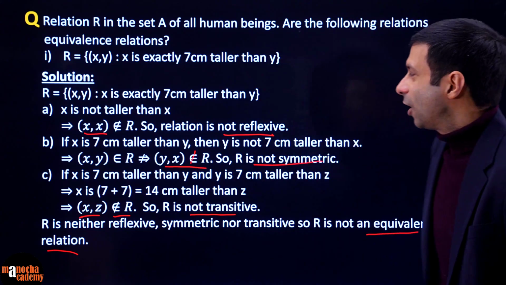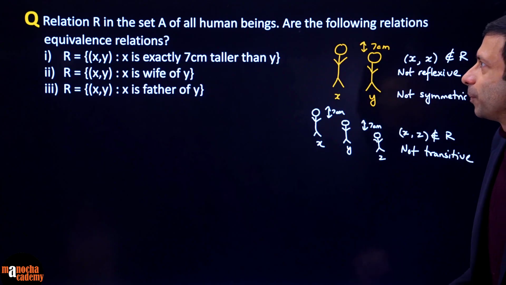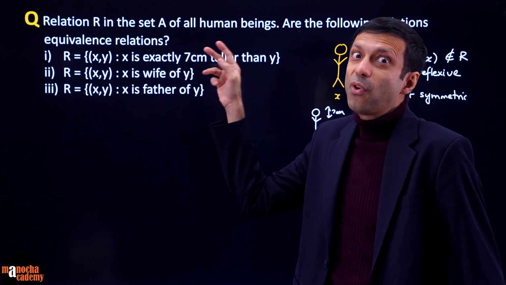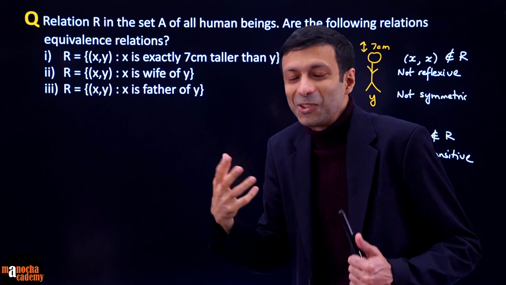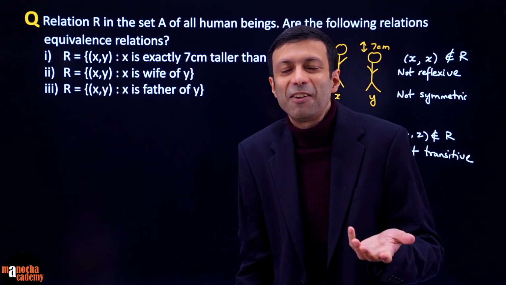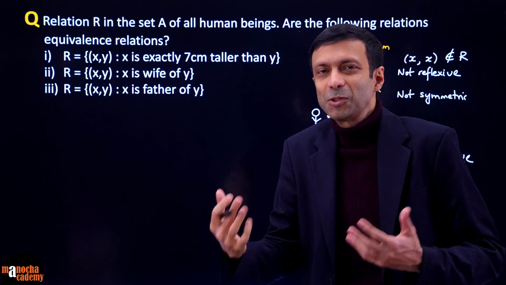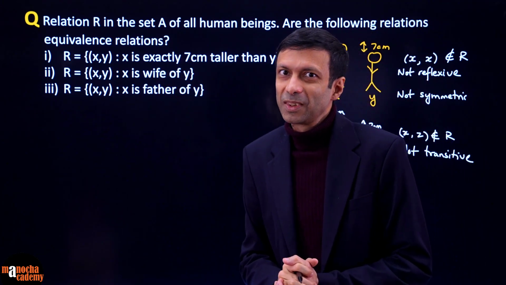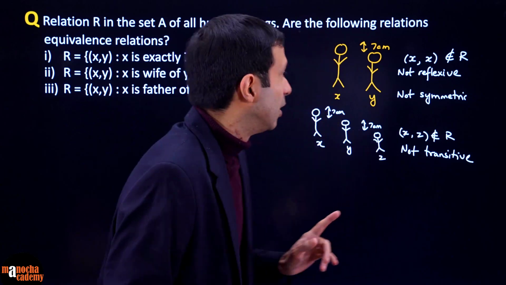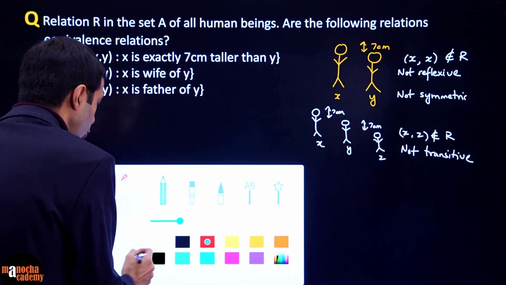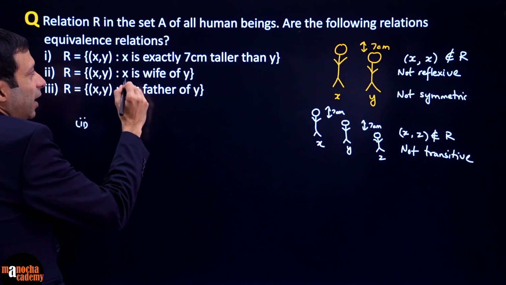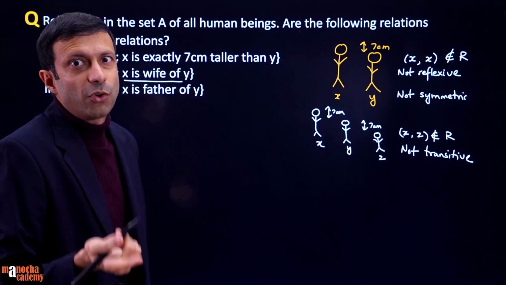Simple. Now let's look at the second question. This is also an interesting one, x comma y, where x is a wife of y. So this is like the relations we use in our everyday life, right? Brother-sister relation, husband-wife relation. So they are asking, is this an equivalence relation? So you have to think of examples again, right? Here there's not much maths to do, it's more with the language. So x comma y, where the relation is x is a wife of y.